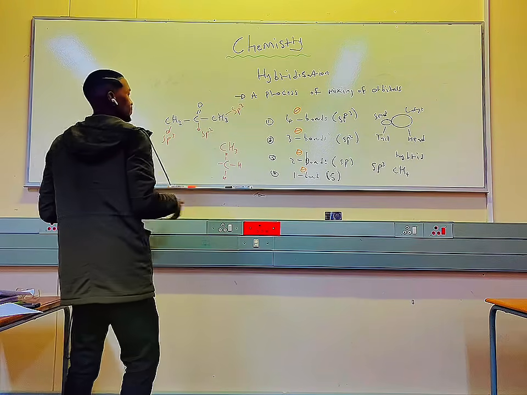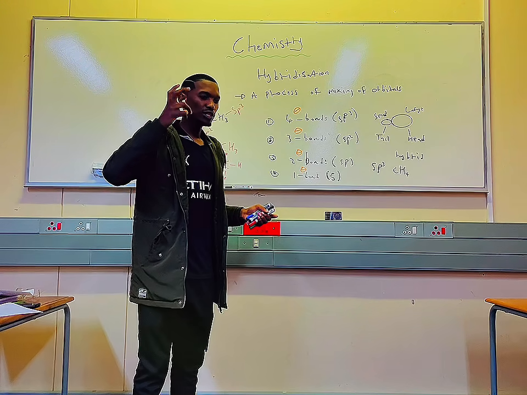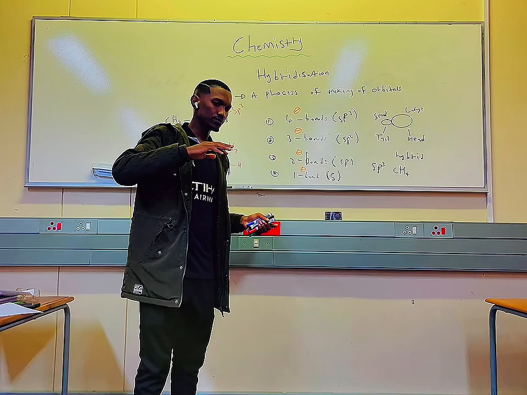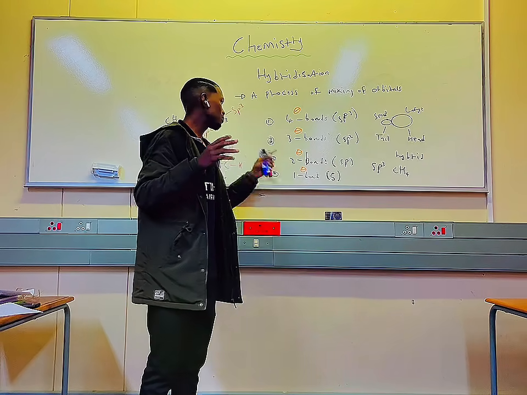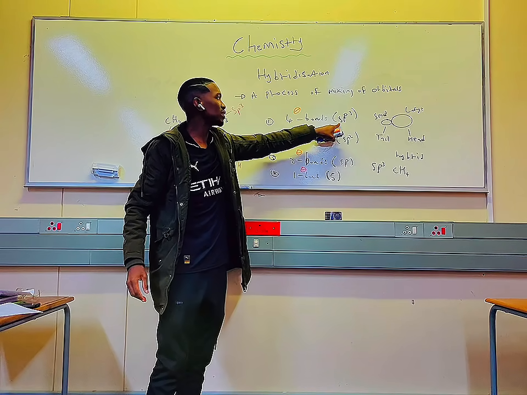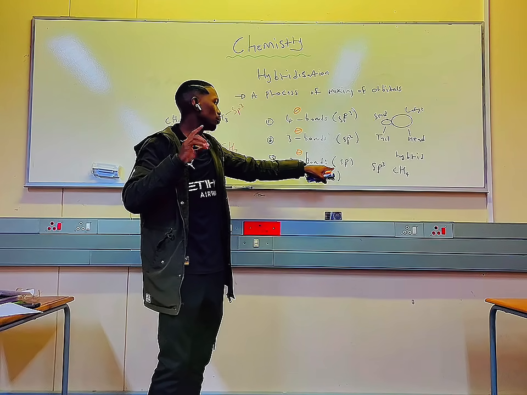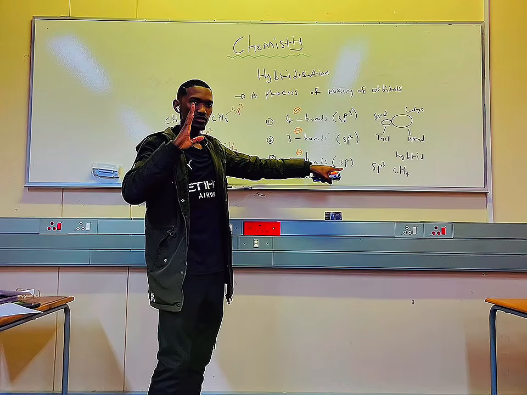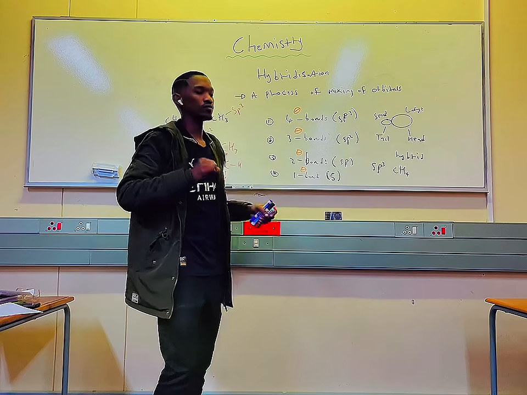Okay, awesome. The last thing that you guys must keep in mind: double bond, sp2; triple bond, sp; single bonds, sp3. That's the summary. So when you see sp3, there must be single bonds. And whenever there is a double bond, sp2; single bonds, sp3; triple bond, sp. That's just the summary.